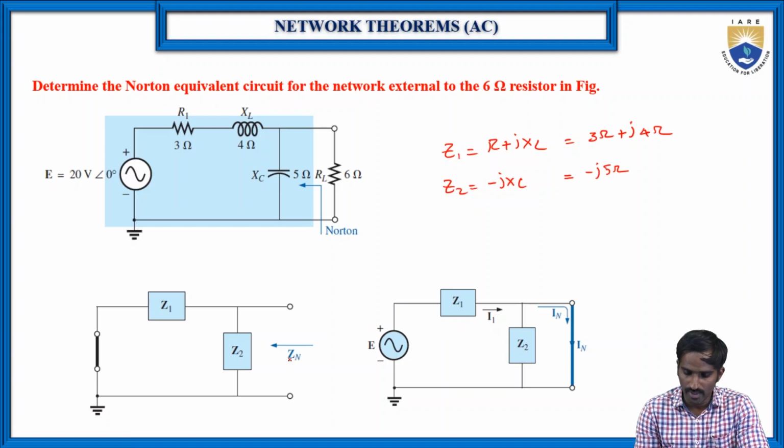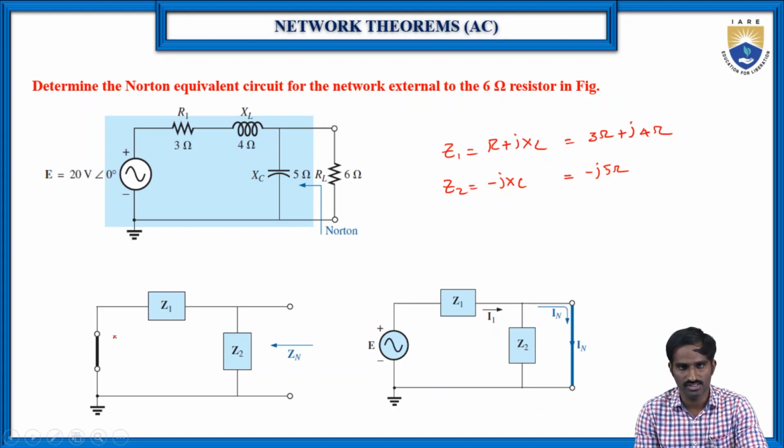By using this circuit, the procedure to find the Norton's impedance is the same as for the Thevenin's impedance. When finding the Norton's impedance, replace all the active sources with a short circuit or an open circuit: if it is a voltage source, we replace it with a short circuit, and if it is a current source, we replace it with an open circuit. Here we have only the voltage source, so it is replaced with a short circuit. Then we find the total or equivalent impedance across these two terminals for this particular circuit.